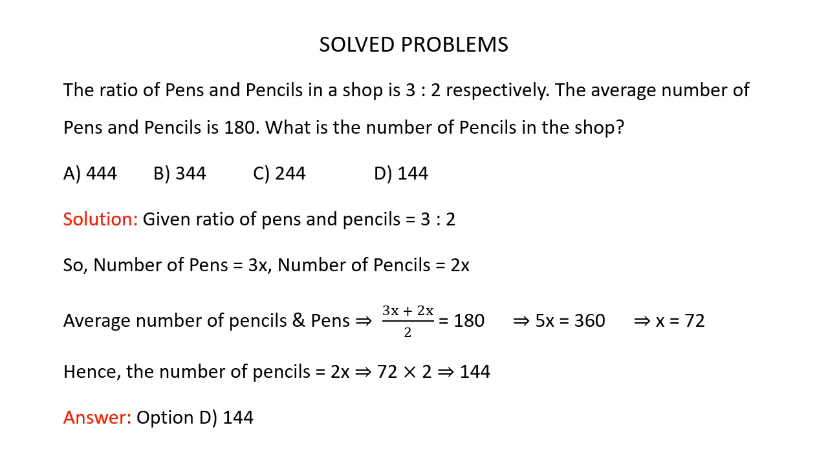Now we are asked to find the number of pencils in the shop. We know that the number of pencils is 2x. Since x is 72, 2x will be 2 multiplied by 72, which is 144. So there are 144 pencils in the shop. The correct answer is option D, 144.